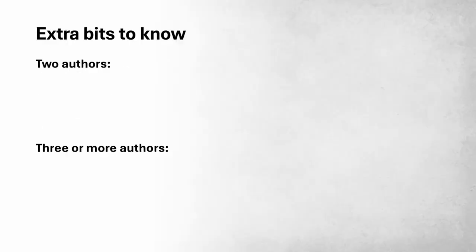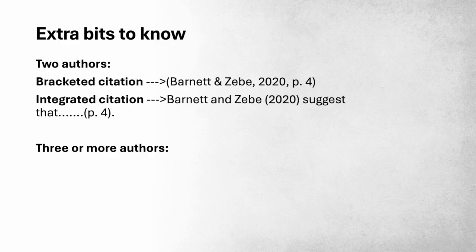Extra bits to know. If you use 2 authors, your bracketed citation will be Barnett ampersand ZB, comma, 2020, comma, P full stop, space, 4, close brackets. The authors are separated by an ampersand inside a bracket. This changes when we move to an integrated citation. The ampersand becomes and, Barnett and ZB, brackets 2020 suggest that, and then we sandwich everything in with the page number at the end.